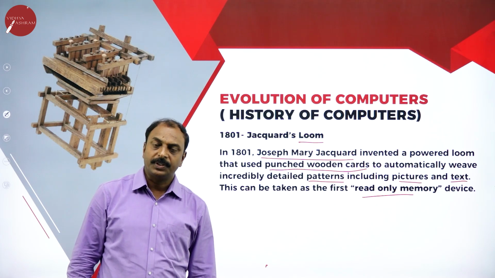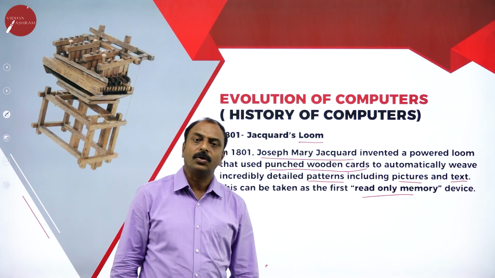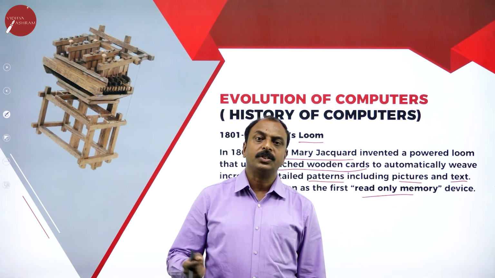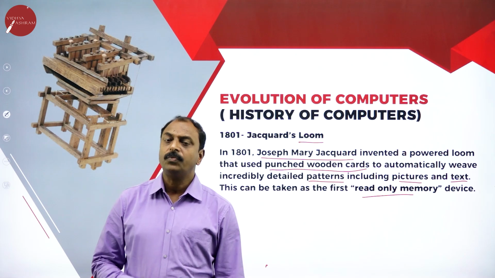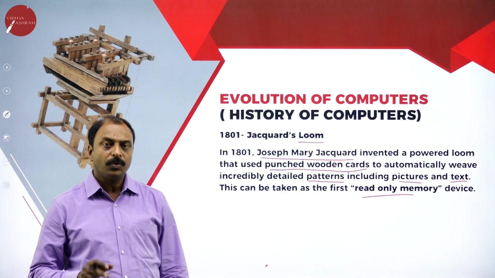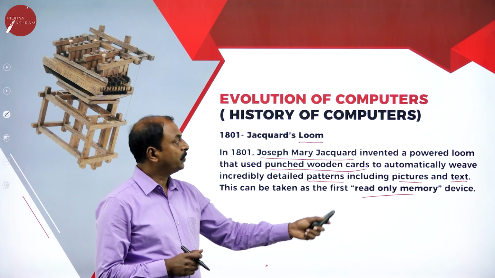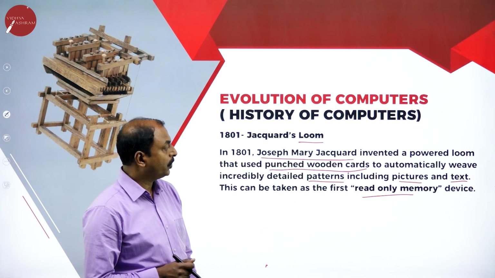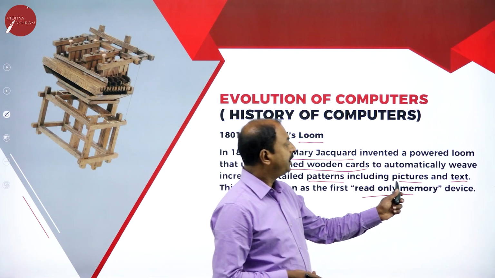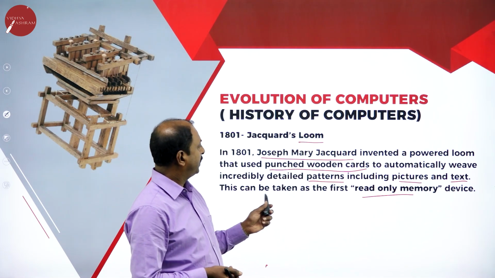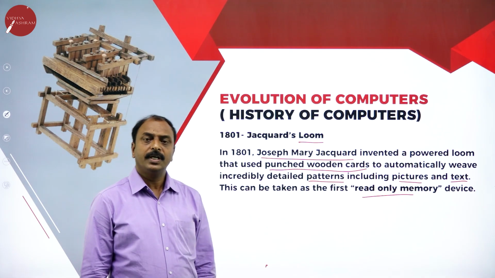In the history of computers, we have heard the word punched card. A punched card is a device they were using to store values or information in the form of holes or the absence of holes. The same punched wooden cards they were using in this Jacquard Loom to write or store different pictures, text or designs. So this is the Jacquard Loom.